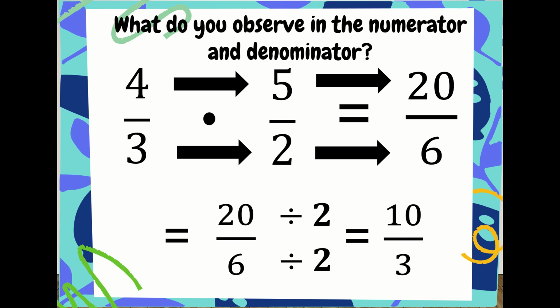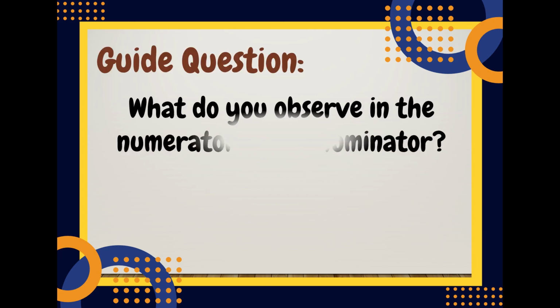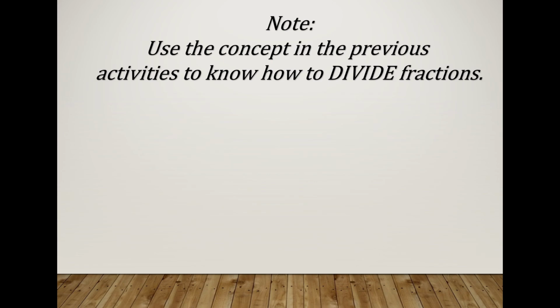What do you observe in the numerator and the denominator? Very good. So we are going to multiply the numerator by numerator, denominator by denominator. That is the process of how to multiply fractions. Again, we are going to use the concepts of entrance activity 1 and entrance activity 2 in our lesson for today. Next, note, use the concept in the previous activities to know how to divide fractions.